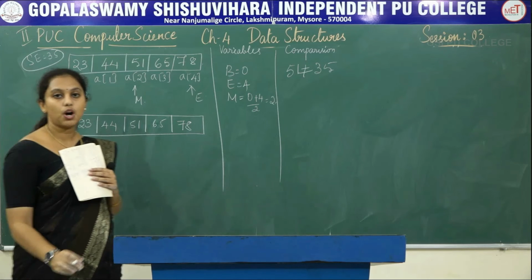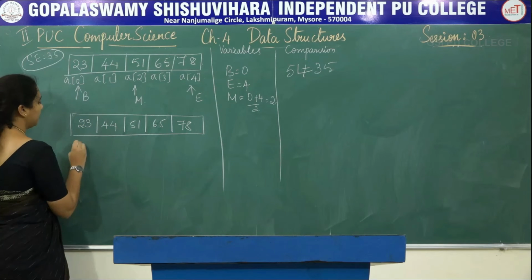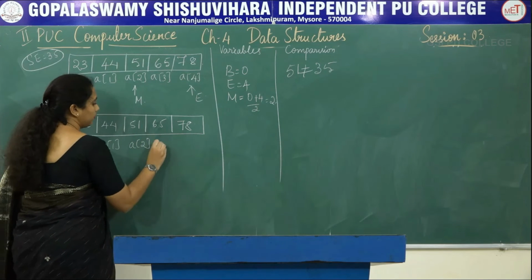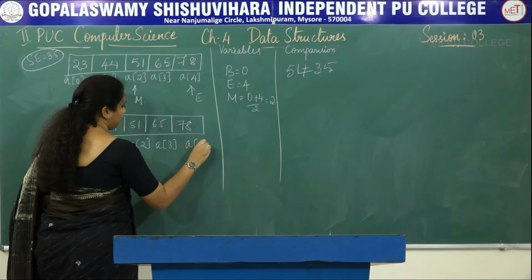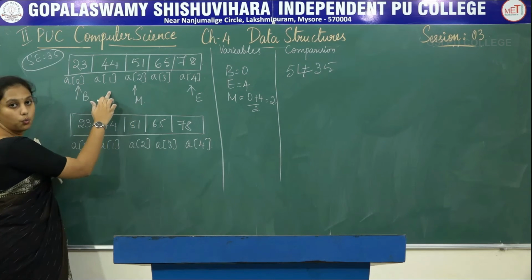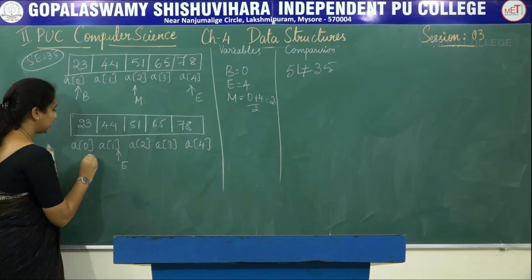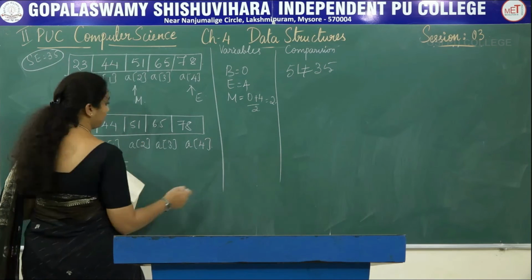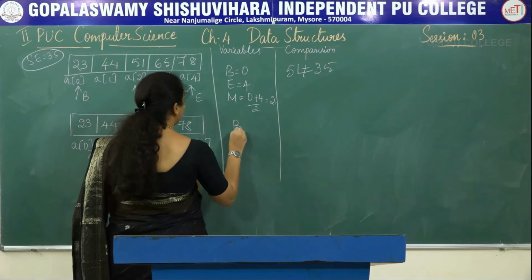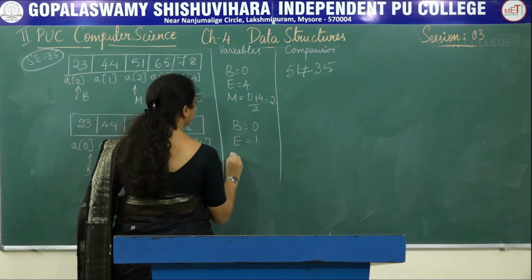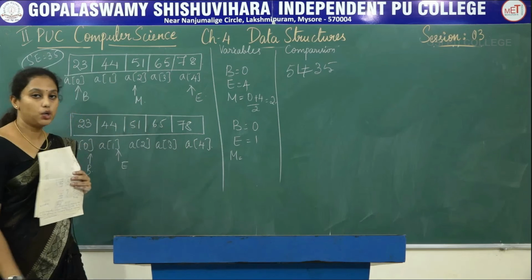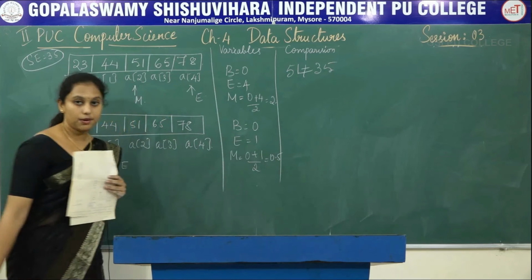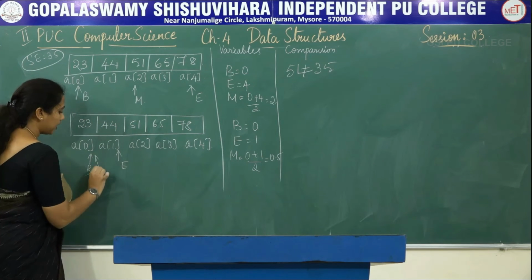So now end becomes what? m minus 1. So m minus 1 means 1. So this is our end and this is our beginning. So the value of b becomes 0, end becomes 1. So what is m? (0 plus 1) by 2, that is 0.5. We have to consider 0 itself. So this is our m.